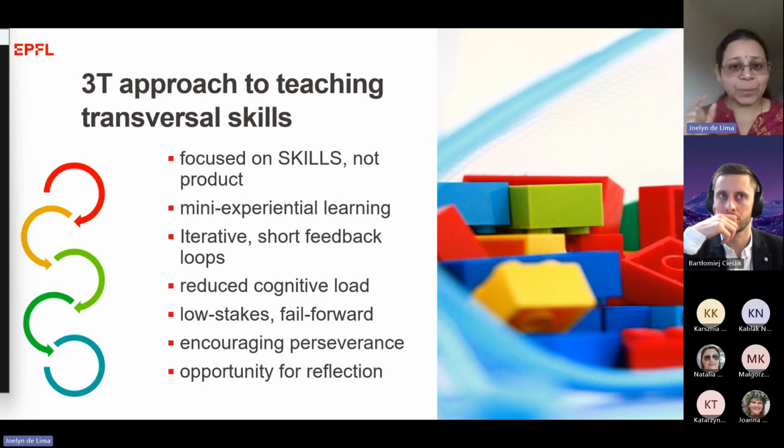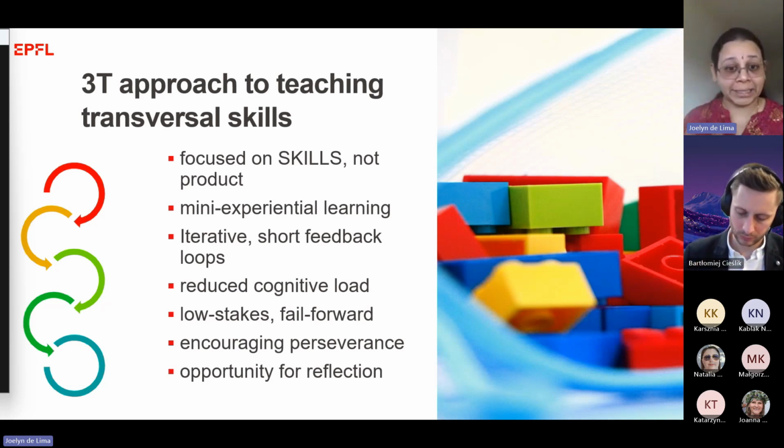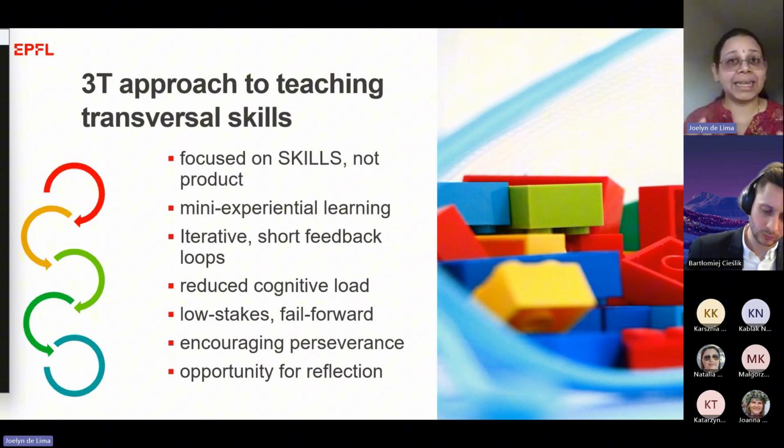These are mini experiential learning activities which allow you to do them many times iteratively and have really short feedback loops. So you do it, you get feedback, you do it again, you get feedback, you do it again, you get feedback. So they're small, they're iterative. And because you are focusing just on 1 or 2 skills at a time, the cognitive load is very low. Additionally, because the product is not important, they are really low stakes, and so you can afford to fail forward. It does not count towards your final grade.